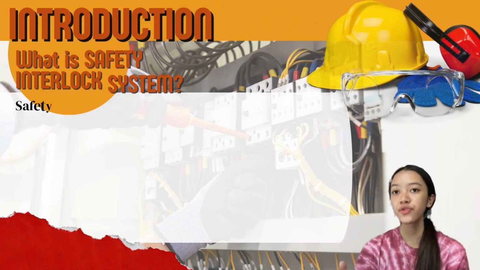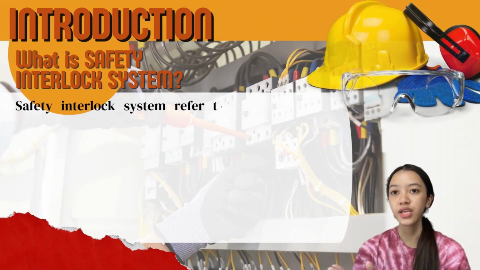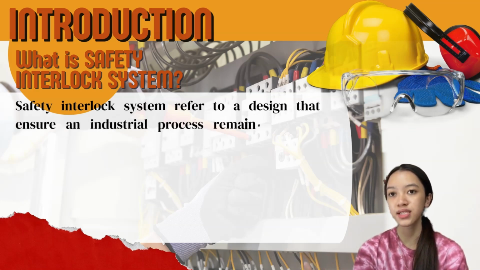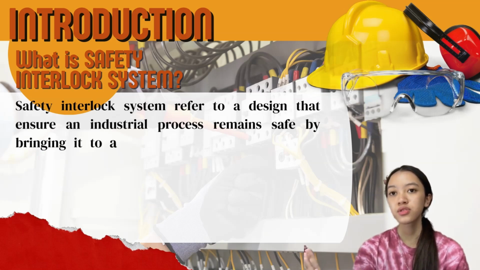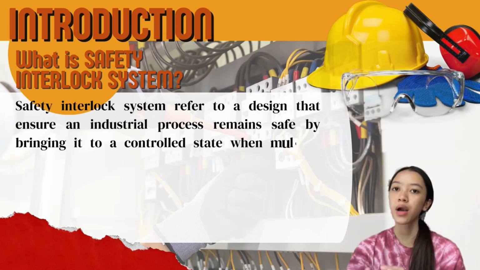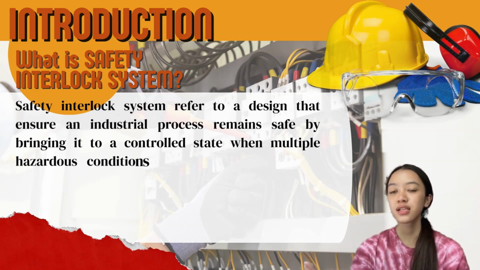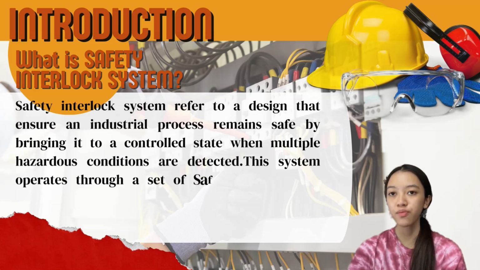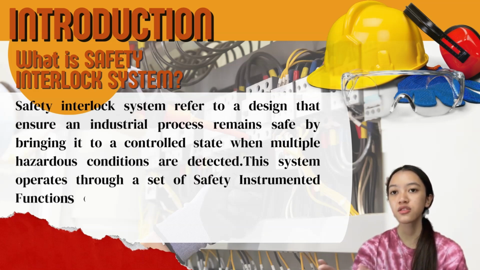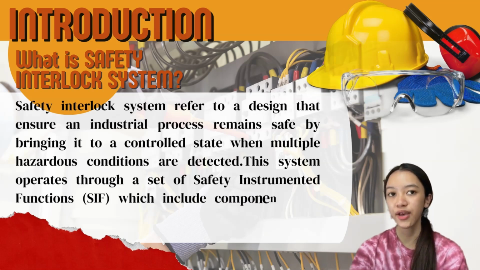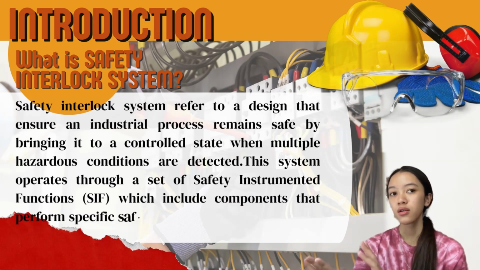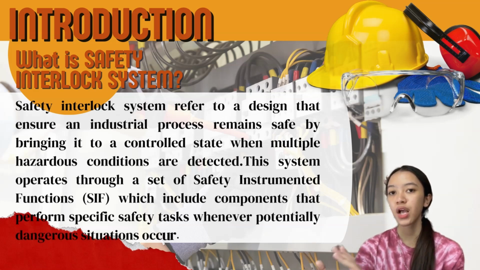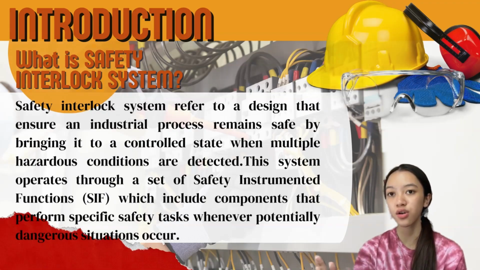Okay, now let's move to the introduction. What is safety interlock system? Safety interlock system, SIS, refers to a design that ensures an industrial process remains safe by bringing it to a controlled state when multiple hazardous conditions occur. This system operates through a set of safety instrumented functions, SIF, which includes components that perform specific safety tasks whenever potentially dangerous situations or conditions occur.